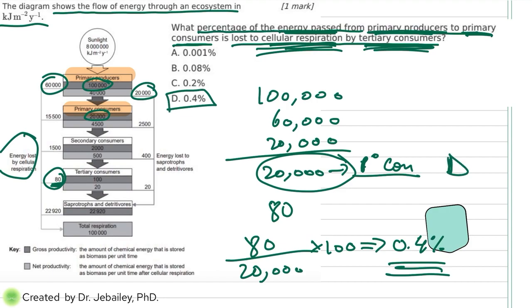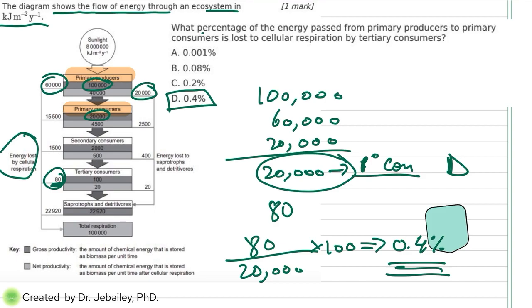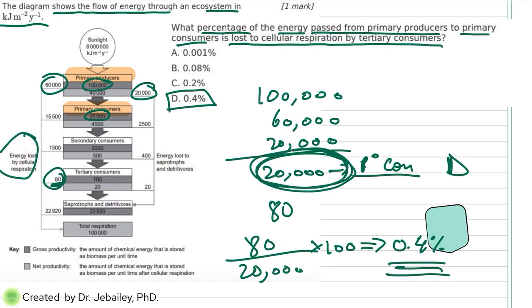Why am I doing 80 over 20,000? Because of what they want to know here in the question once again. Let me highlight this. It says, what percentage of the energy passed from the primary producer to the primary consumer is lost to cellular respiration by the tertiary? So the 20,000 is what is coming to the primary consumer. Out of the 20,000, there's 80. So that 80 right here is the amount used for cellular respiration over that 20,000. So I am trying to find the 80 out of that 20,000. And that's why we do 80 divided by 20,000 times 100, because it's in percentages. That gives you 0.4. So once again, the answer is D.